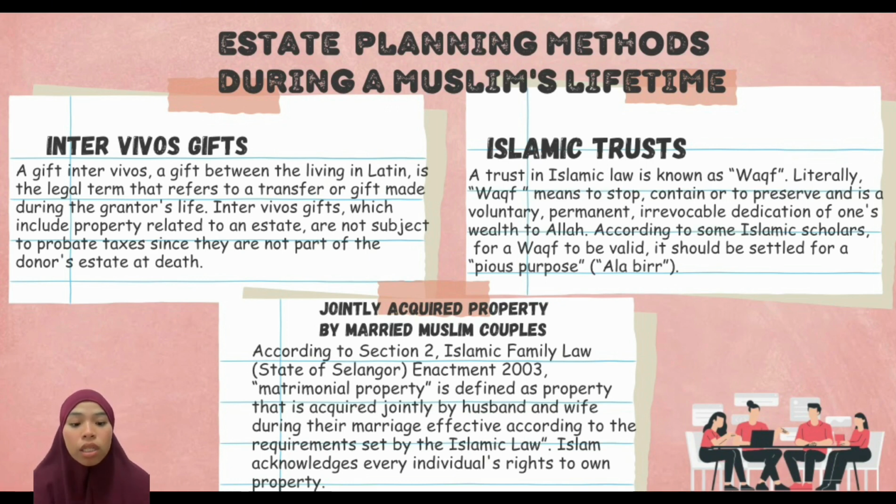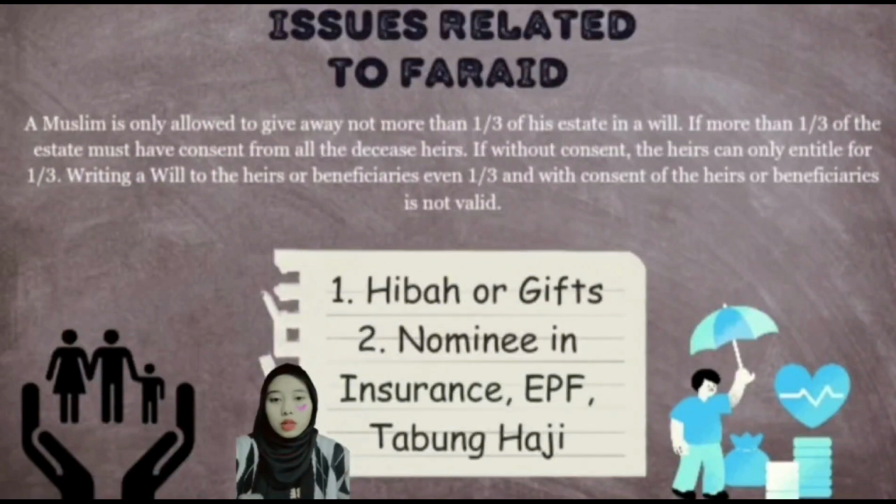Next, joint acquired property by a married Muslim couple. According to Section 2 of the Islamic Family Law (State of Selangor) Enactment 2003, matrimonial property is defined as property that is acquired. This is an issue related to Faraid.